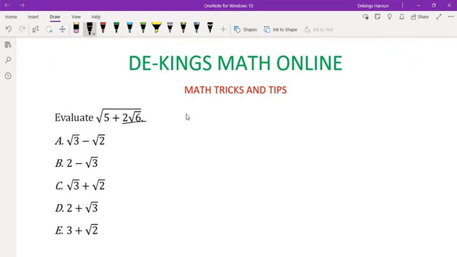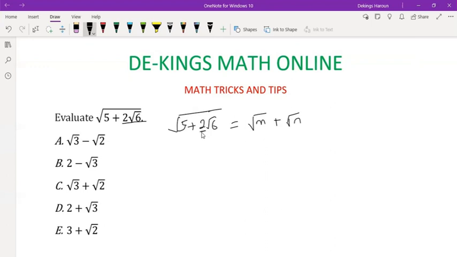So the rule is this: once you have something like this, 5 plus 2 root 6, and you're looking for the square root, then your answer is going to be root m plus root n. Now the simple trick to it is that the coefficient of root 6 here must always be 2. And in this problem, we're having 2 as the coefficient.